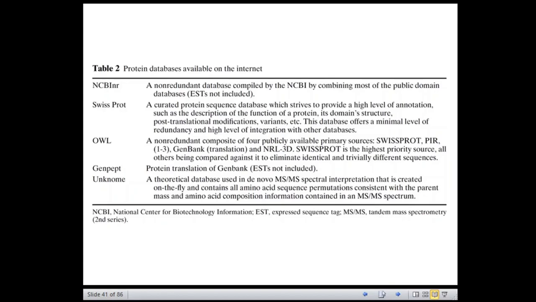Then we have the Unnome. It is a theoretical database that is used in de novo MS spectral interpretation. So these are the databases through which we can identify the protein by knowing the accurate mass by charge values of the digest fragments, the specificity of the enzyme used, and the accurate mass by charge of the intact protein.